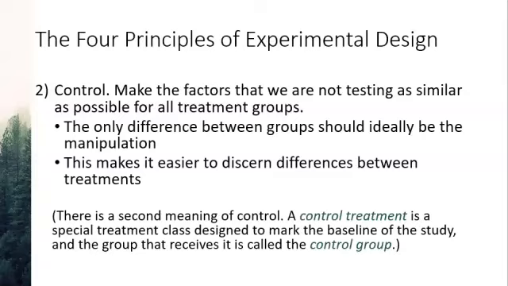There's also a second meaning of control. A controlled treatment is a special treatment class to mark the baseline of the study. This means that there's no change. So for the lighting example, before the researchers came in, all the workers would be working at 60 watts. Notice that one group stayed working at 60 watts with no change. They would be called the control group because they're still working in the same conditions.